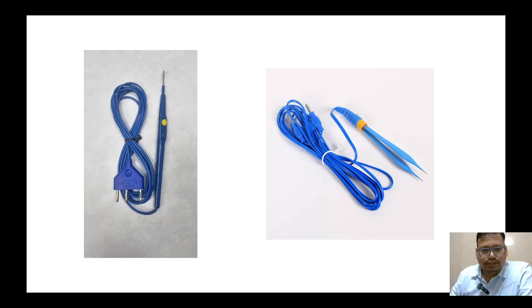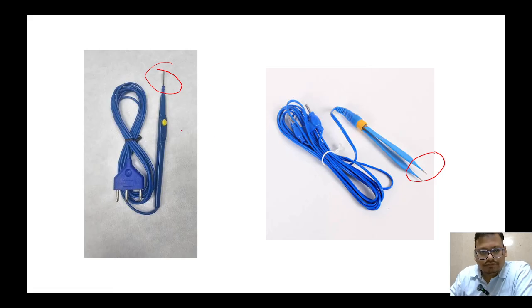So see, this is the monopolar probe, single tip, and this is the bipolar probe. This is yellow for cutting mode, and blue for coagulation mode, coag mode. In bipolar there is no yellow or blue switch. This is only for coagulation.